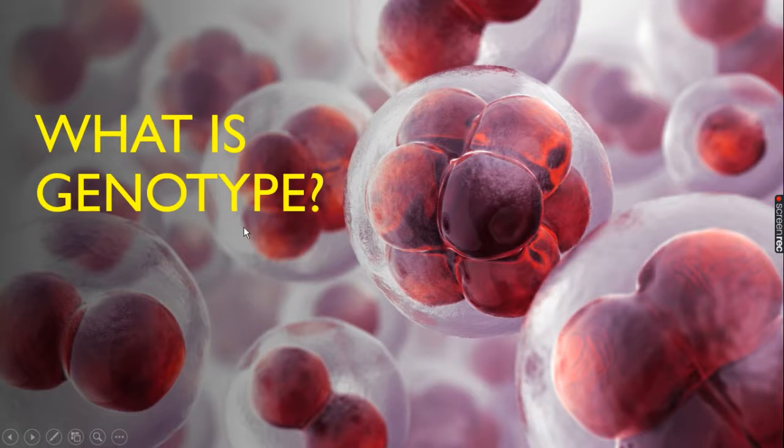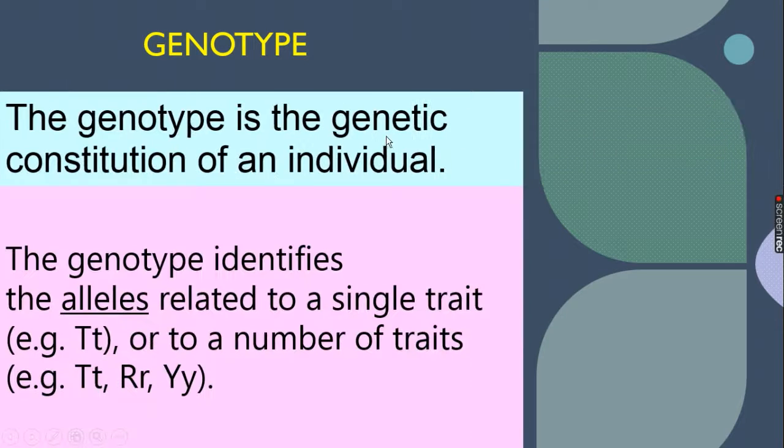What is genotype? The genotype is the genetic constitution of an individual. The genotype identifies the alleles related to a single trait or to a number of traits.